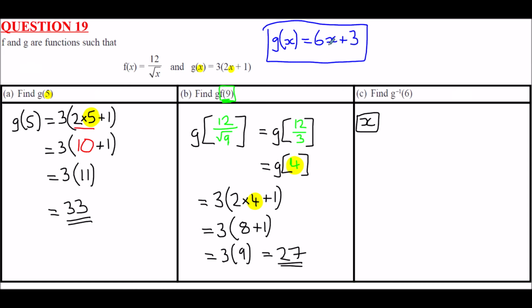So x comes along. What's the first thing that happens to x? Well, x gets multiplied by 6. And times by 6, that gives us 6x. After it's been multiplied by 6, we add 3 to it. We then get 6x plus 3, and that is exactly what g of x actually is.